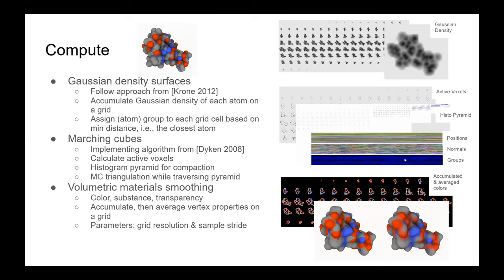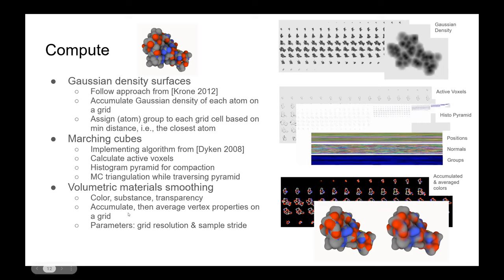And the final step is coloring. We want to have a smooth coloring, not jagged edges between differently colored groups, as here on the left. So we have a volume-based material smoothing that works for colors and also substance transparency data. It goes over the 3D texture, and it accumulates for a mesh.